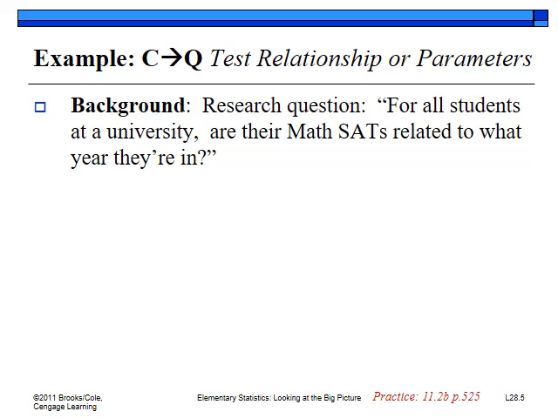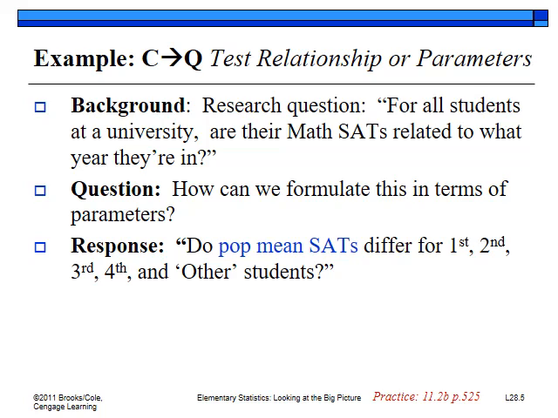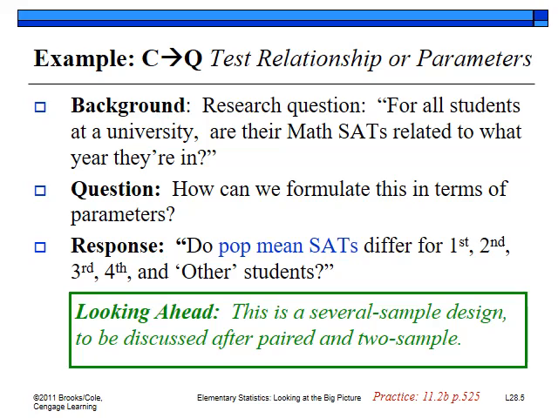Here's an example. For all students at a university, are the math SATs related to what year they're in? How would we frame this question in terms of parameters? Well, we're looking at 4 different populations, maybe even 5 if we count other. And the question is, are the mean SAT scores different for each of the 5 groups? This is a question we'll answer using analysis of variance, which will be in the next video. In this one, we're going to focus on paired and two-sample designs.